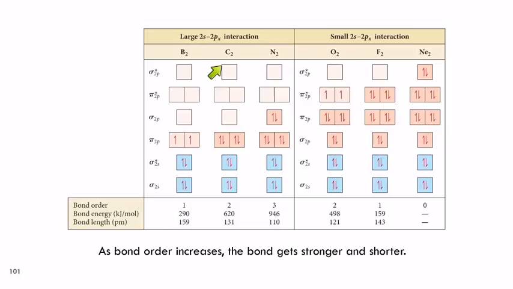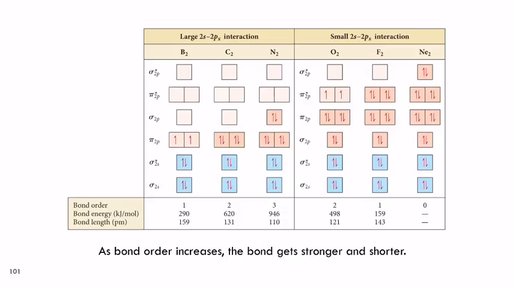C2. Well, now we've got 2 more electrons. So those 2 electrons are going to go into these 2 pi bonding orbitals and fill those up. Now the bond order goes up to 2. And then we've got nitrogen, another 2 electrons. And so those go into the sigma bonding orbital. Nitrogen has a bond order of 3.